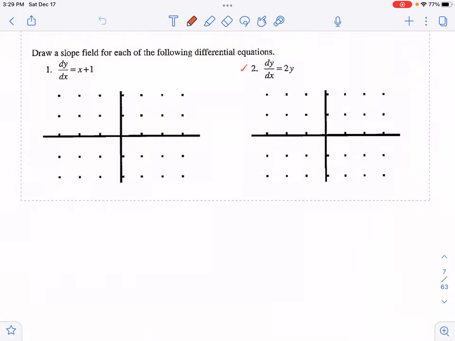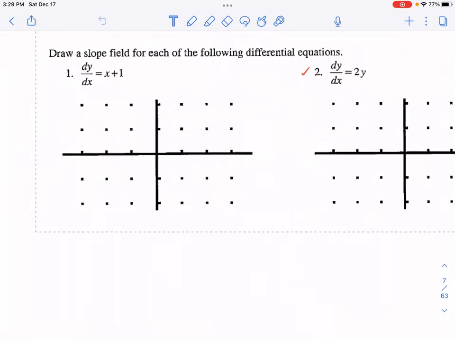Alright, in this video we're going to look at this slope field. We're going to create a slope field for this left example, dy/dx equals x plus 1. So we're given a function's derivative. It's in terms only of the x-coordinate. And what a slope field is, it's a nice graphical representation of the general solution to a differential equation. Now notice our derivative only depends on the x-coordinate.